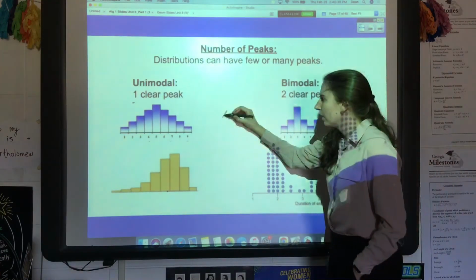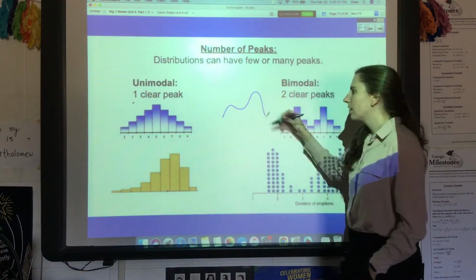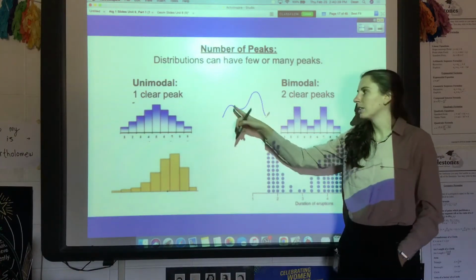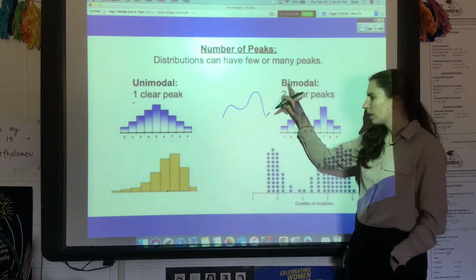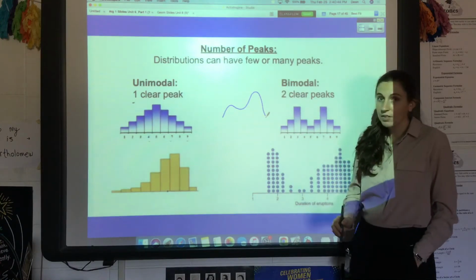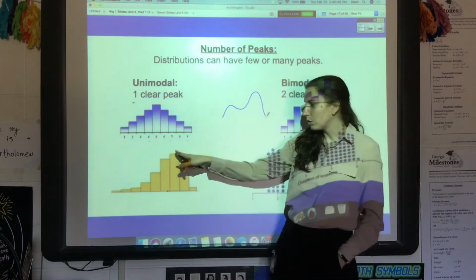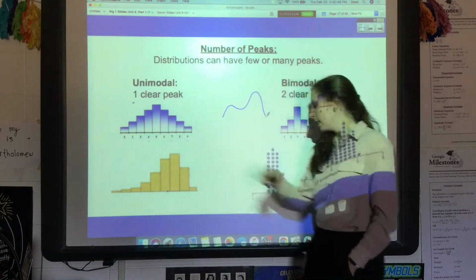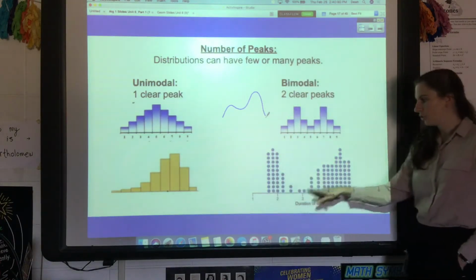So maybe your data looks like this, and clearly that one's the mode, not that one, but since it still has two clear peaks, we still call it bimodal. It doesn't have to be symmetric. This one's also unimodal because it has one peak. This one is bimodal, it has two peaks.